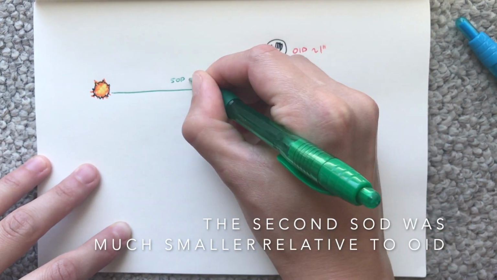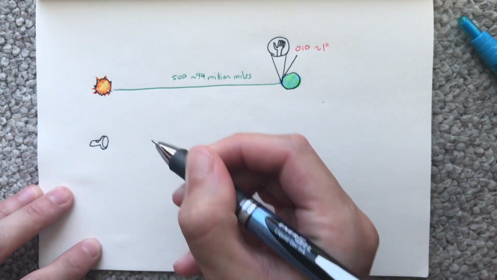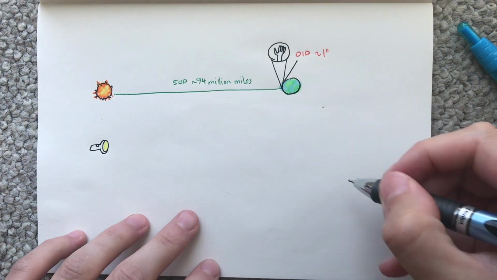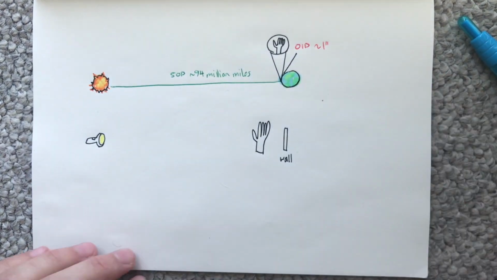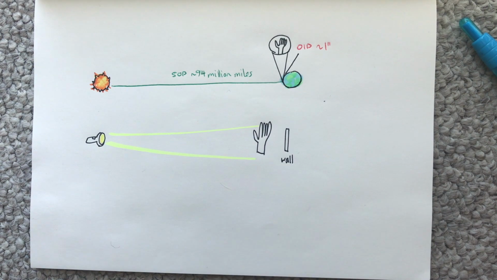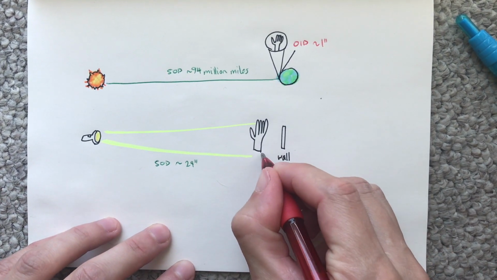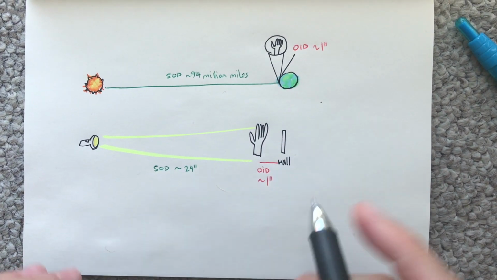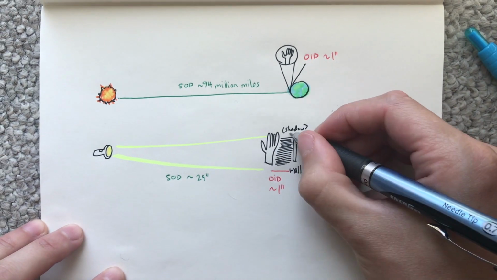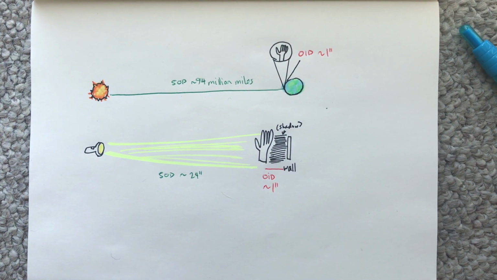A large SOD and minimal OID will produce the sharpest image. In an imaging department, this means that maximizing the distance between the X-ray tube and patient and minimizing the distance between the patient and image receptor plate will reduce focal spot blur. This is an important element of producing a clear, sharp radiographic image.